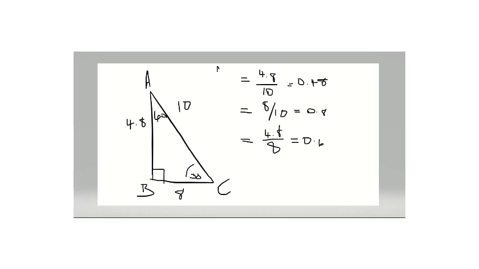So first, let us go back to the angle. This was AB over AC. This is BC over AC. And this is AB over BC. These are the ratios that I'm going to focus on.